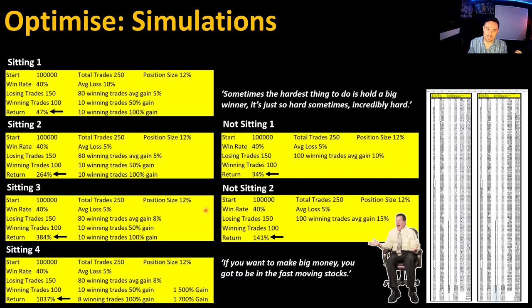Average loss is staying at 5%, but the average winner is 15%, so they're a 3-to-1 trader instead of a 2-to-1 trader in terms of risk versus reward, or reward to risk, however you want to think about it. Then the return is 141%.